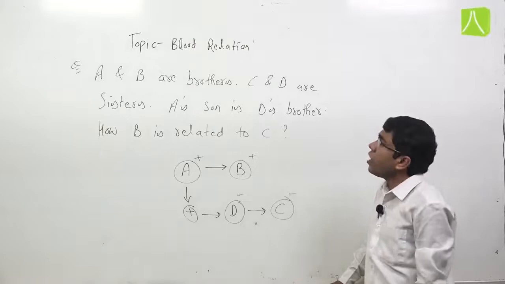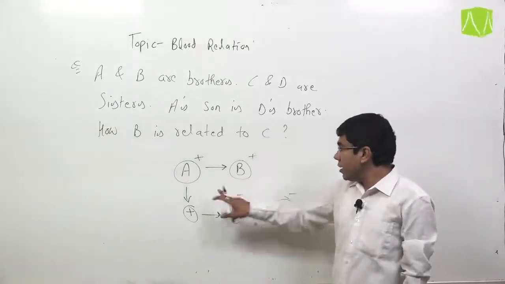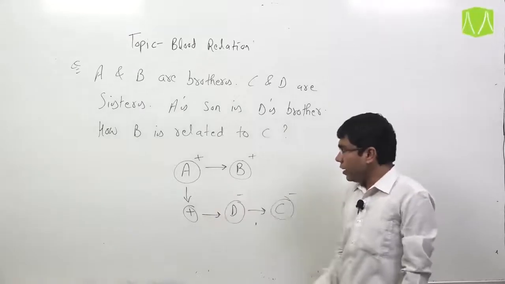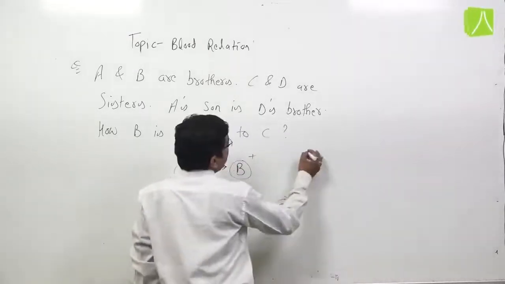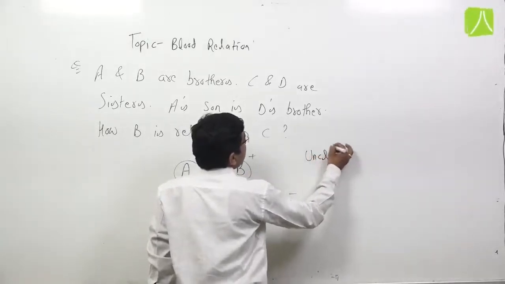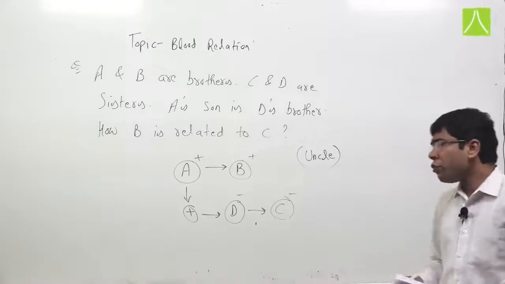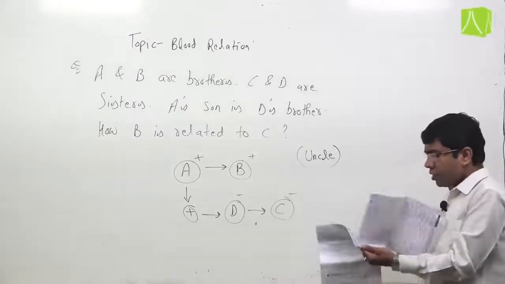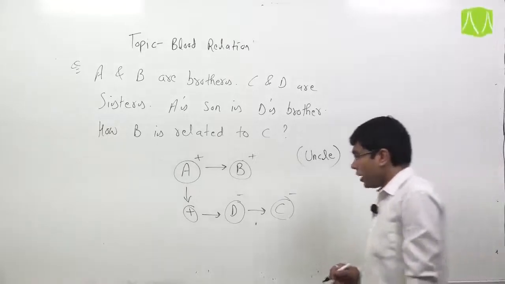Now the question is, how is B related to C? We know that C is the daughter of A and B is the brother of A, so we can say that B is the uncle of C. So for this question our answer should be uncle. Now take a further example.